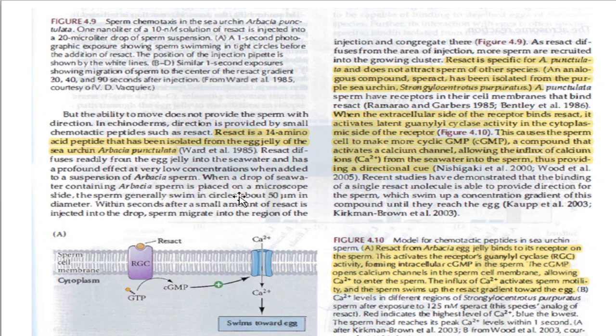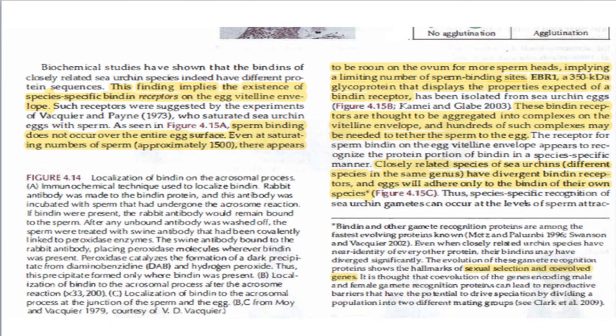In some other sea urchins like the purple sea urchin, some similar thing is present. In the purple sea urchin, in the egg jelly there is the presence of speract. So these are the questions that they had asked.